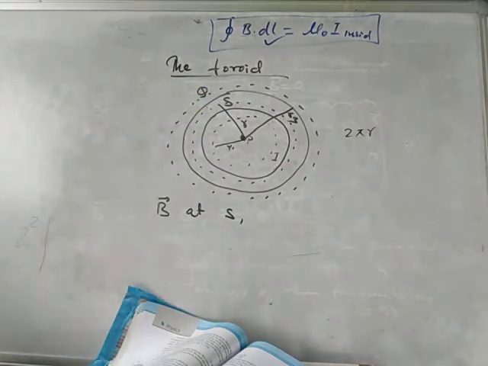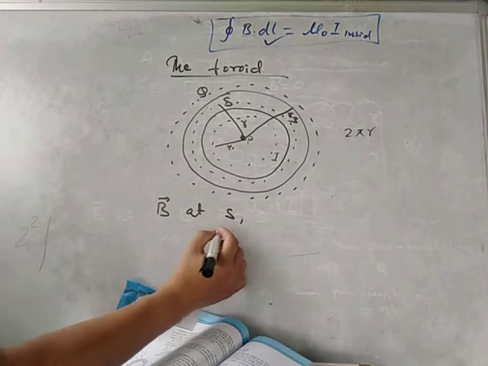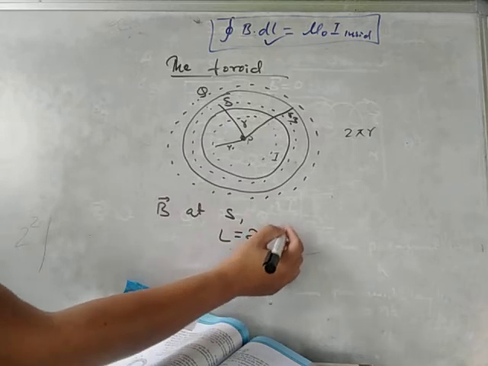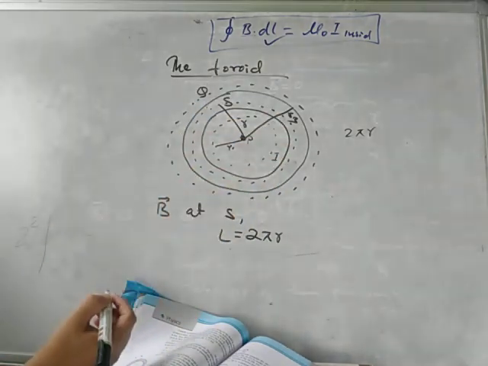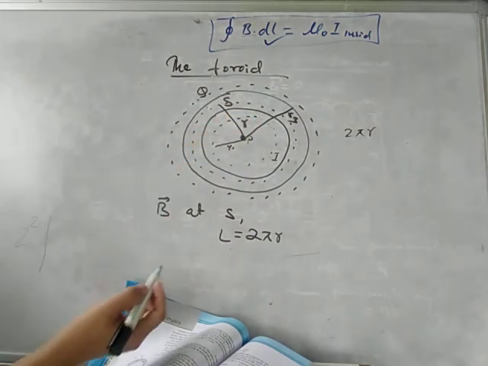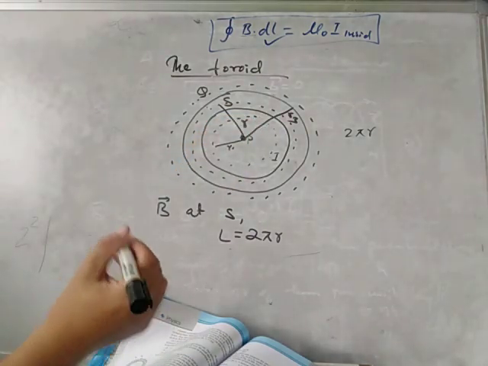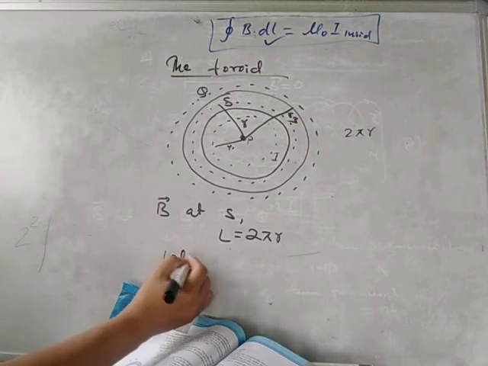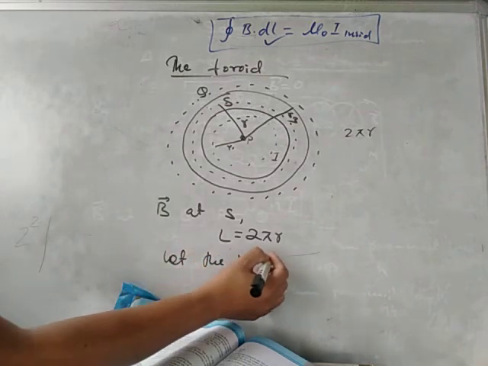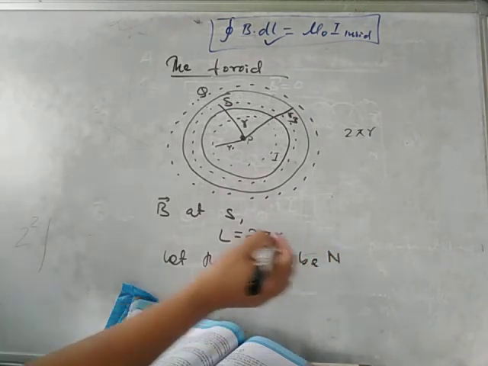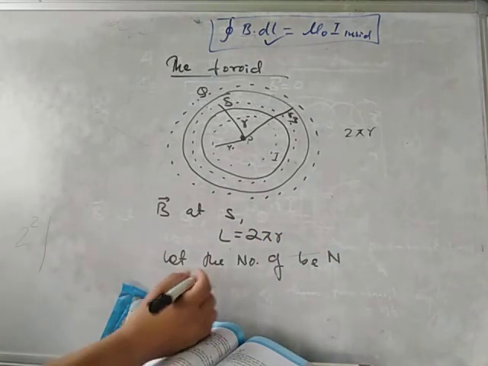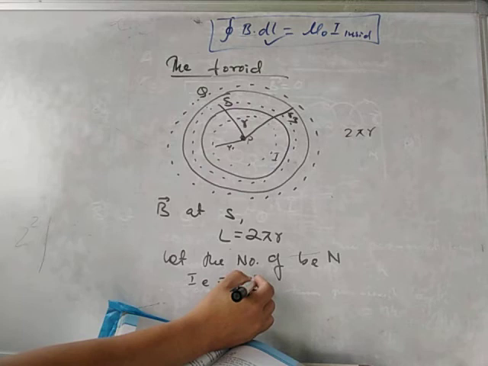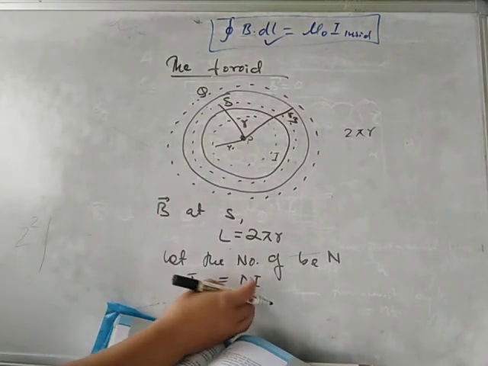inside the toroid. So write down L equals, the length of the loop, equals 2 pi r, because this is your radius, R. Next, see again, the number of turns. Let the number of turns be n. So the current enclosed, I enclosed, equals how much? N i, isn't it? Yes or no? The number of turns into the current.